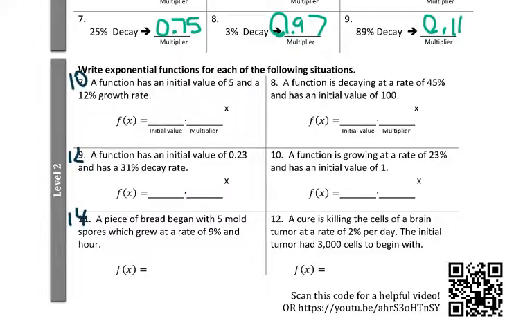So in question 10 it tells us a function has an initial value of 5. So I'm going to put a 5 right there. And a 12% growth rate. So I need to find the multiplier. I can't just write the number 12 there. A 12% growth rate means that we need to take 100% plus 12% and turn it into a decimal. So that would be 1.12.